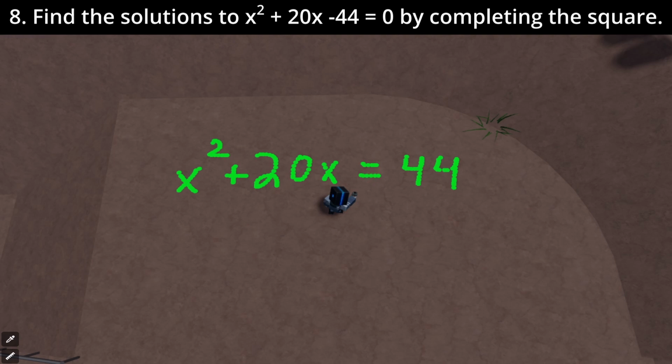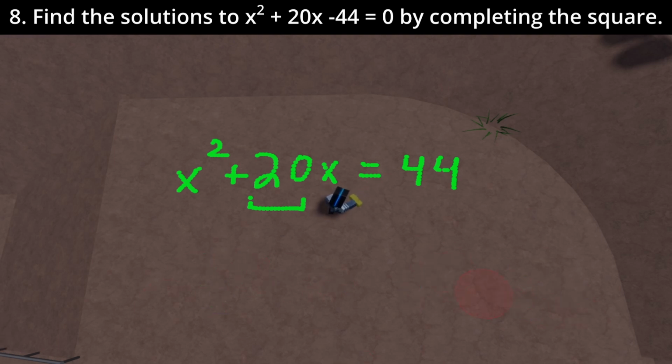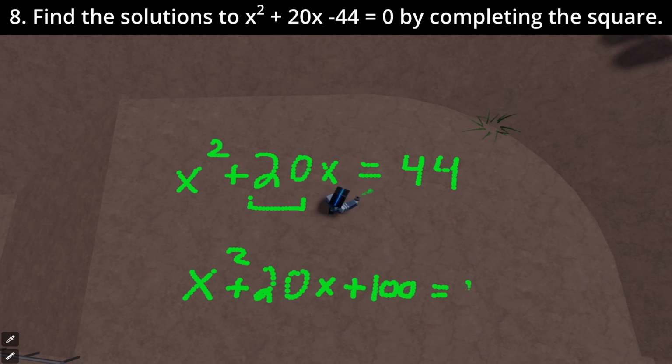To complete the square, take the coefficient on the x, 20, divided by 2, that's just 10, and then take the number you get and square it. So 10 squared equals 100, and 100 is the number we're going to add to both sides. So if I do that, I'll have x squared plus 20x plus 100 is equal to 44 plus 100. And then 44 plus 100 is just 144.